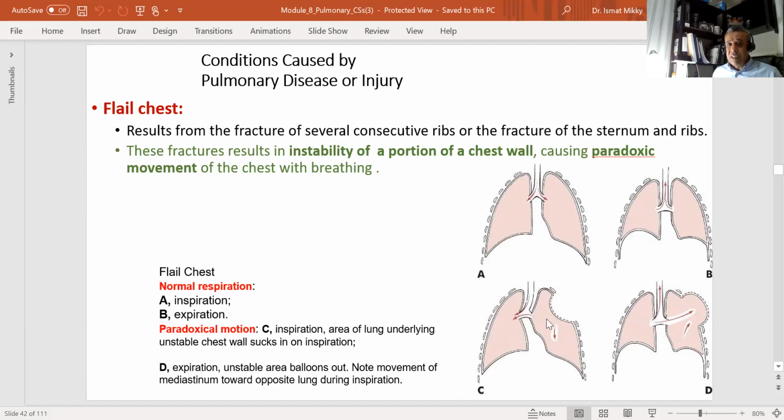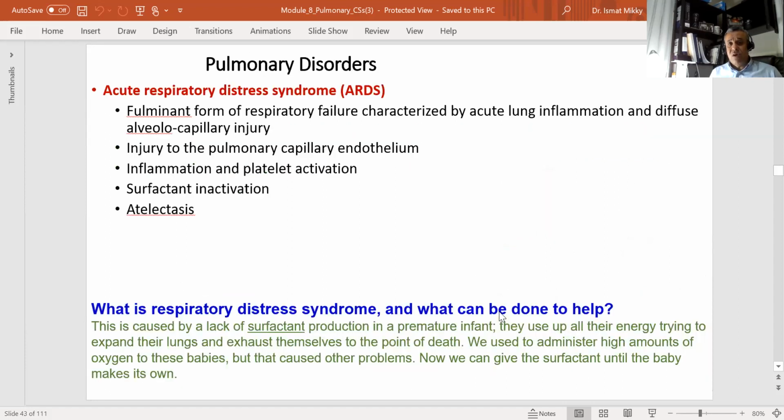During the inspiration, the affected part is sucked in, and then during the expiration, it will balloon out. So this is called paradoxic motion that will take place during the flail chest. It's an emergency condition or situation, and should be taken care of, mostly due to trauma. The flail chest would develop due to chest stab wound or gunshot or trauma to the lungs.